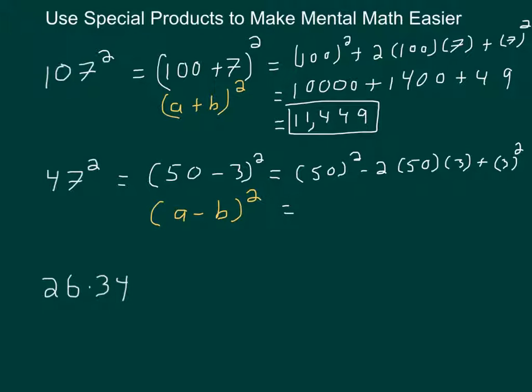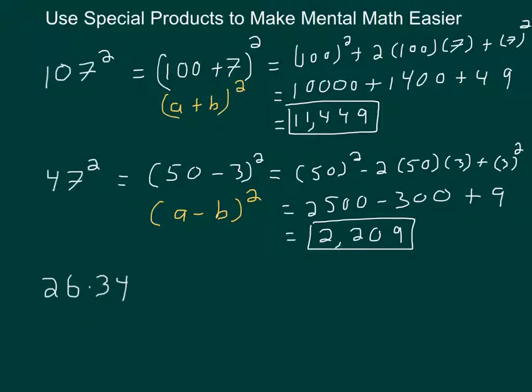Each one of these is actually very easy to do. 50 squared, or 50 times 50, is 2,500. Minus 2 times 50 times 3, well, negative 2 times 50 is negative 100, times 3 makes it negative 300, plus 3 squared is 9. Pretty easy to do this here. 2,500 minus 300 is 2,200, plus the 9 equals 2,209, which is exactly the same thing as 47 squared.